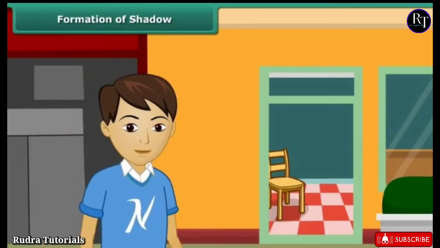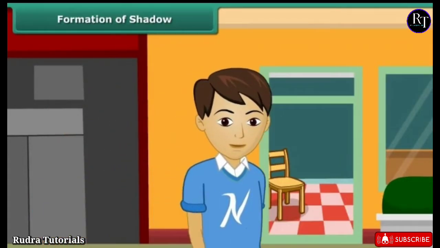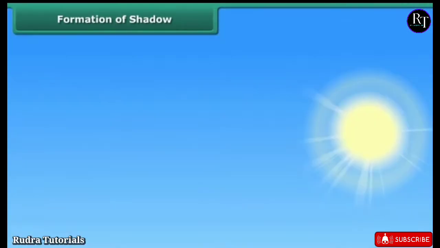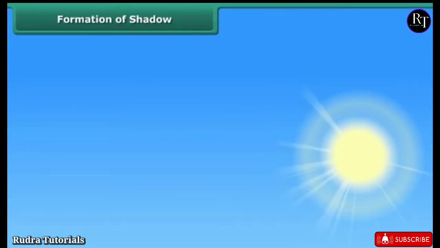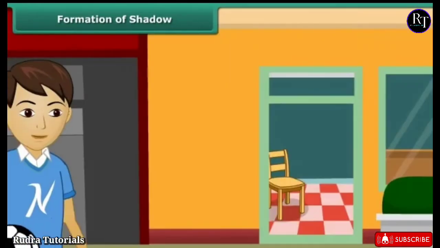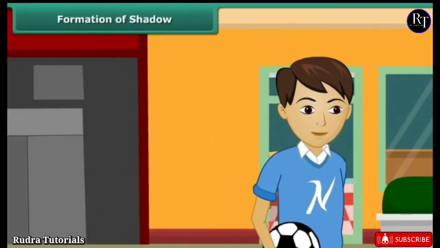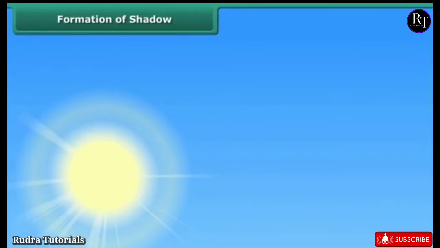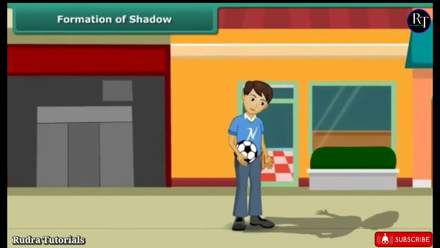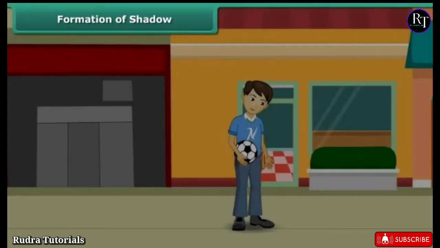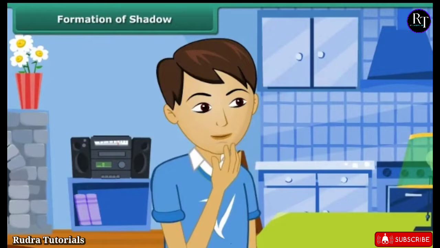On a Sunday morning, you are on your way to the market to buy some milk. The sun is shining bright on your face. You see your shadow on the ground behind you. The same day in the evening, you are out in the park playing football. The sun's rays fall on your back. You see your shadow on the ground in front of you. After a while, the sun sets. There are no more shadows. You are confused. You want to understand when shadows are formed. You're also curious to know the direction in which shadows are formed.